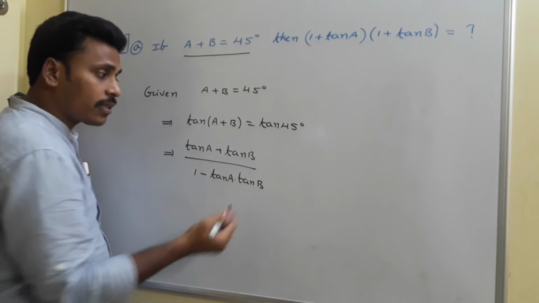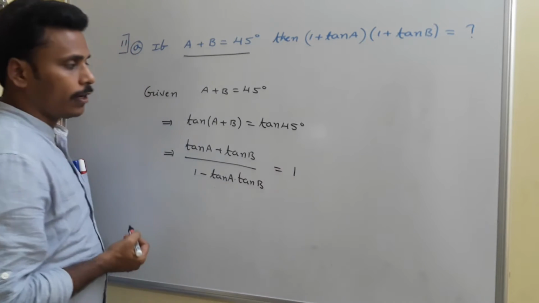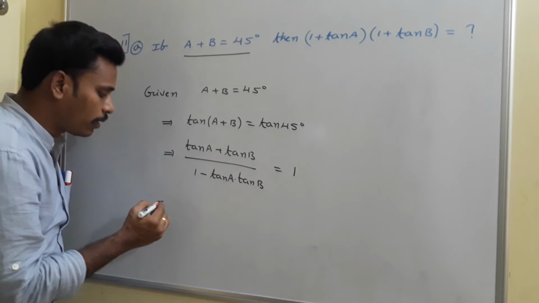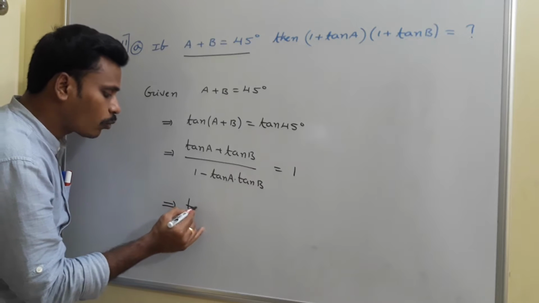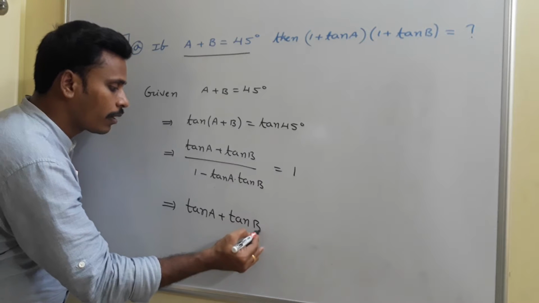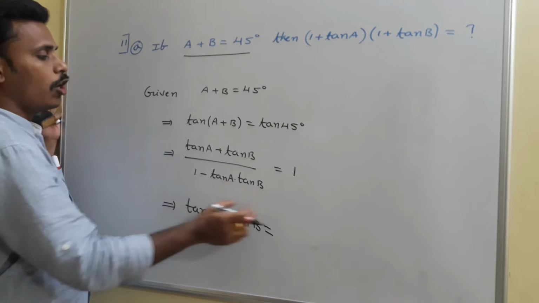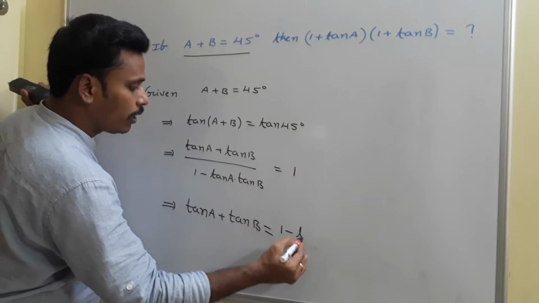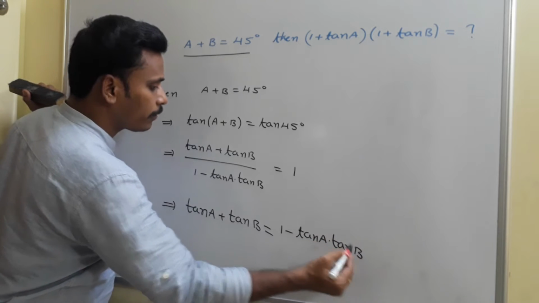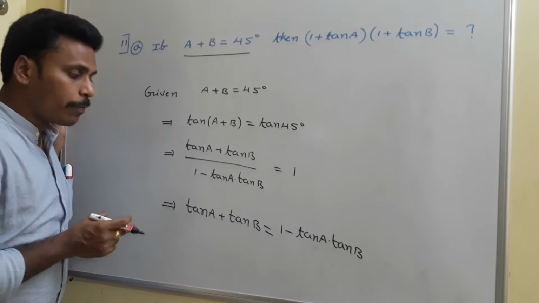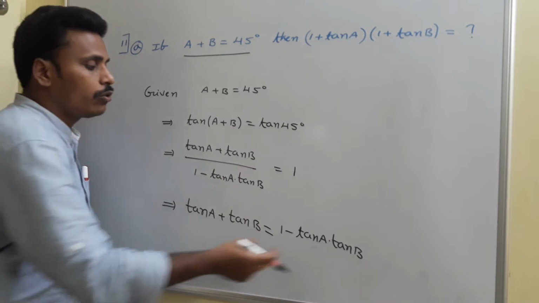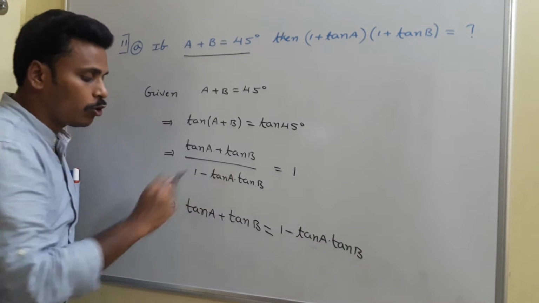And now on the right hand side, tan 45 degrees is 1. Now this is equal to 1. Do cross multiplication and you get tan a plus tan b is equal to, if you send the denominator to that side, 1 minus tan a into tan b on the right side. Left side tan a plus tan b, right side 1 minus tan a tan b. You just send this minus tan a into tan b to the left side.